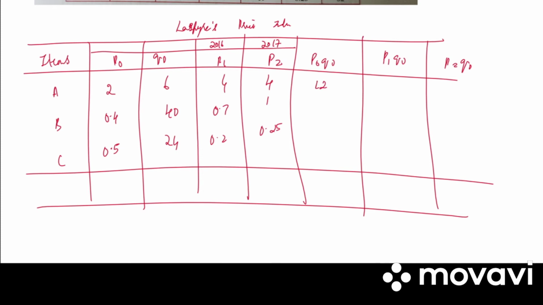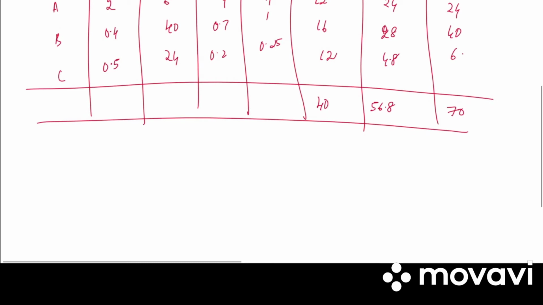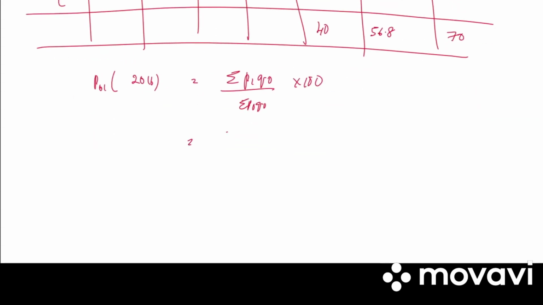So P0 Q0: 12, 16, 12. P1 Q0: 24, 28, 4.8. P2 Q0: 24, 40 and 6. So total is 40, 56.8 and 70. So P01 for 2016 is equal to summation P1 Q0 divided by summation P0 Q0 into 100. 56.8 divided by 40 into 100, that is 142.